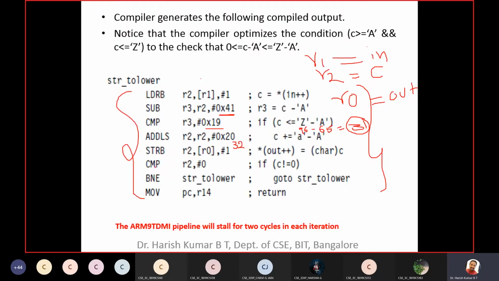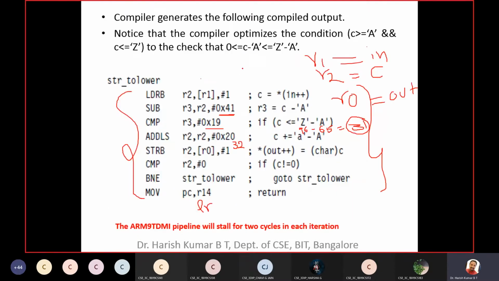And this is all fine. So we are comparing with 0, and then branch if not equal to STR lower. Okay, so we keep repeating the process. And then while returning, we load the content which is there in register R14 to PC. R14 you can write, or else you can write it as LR.